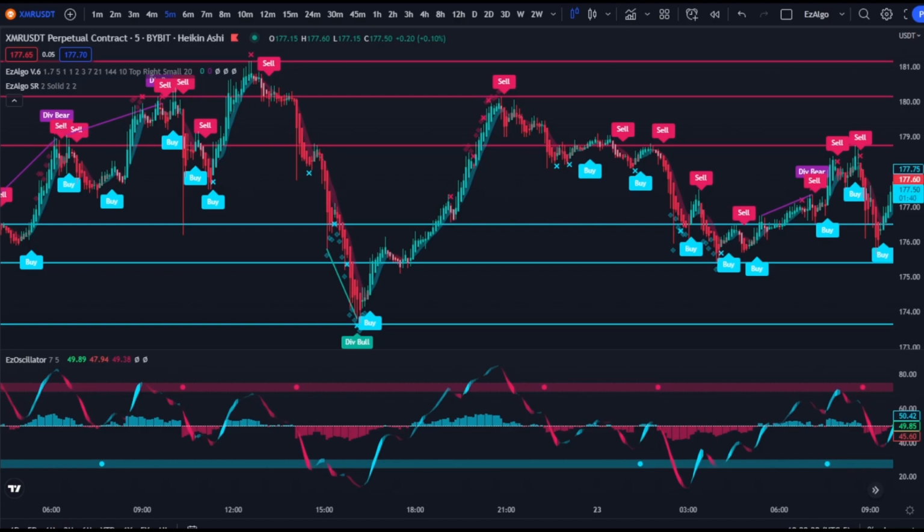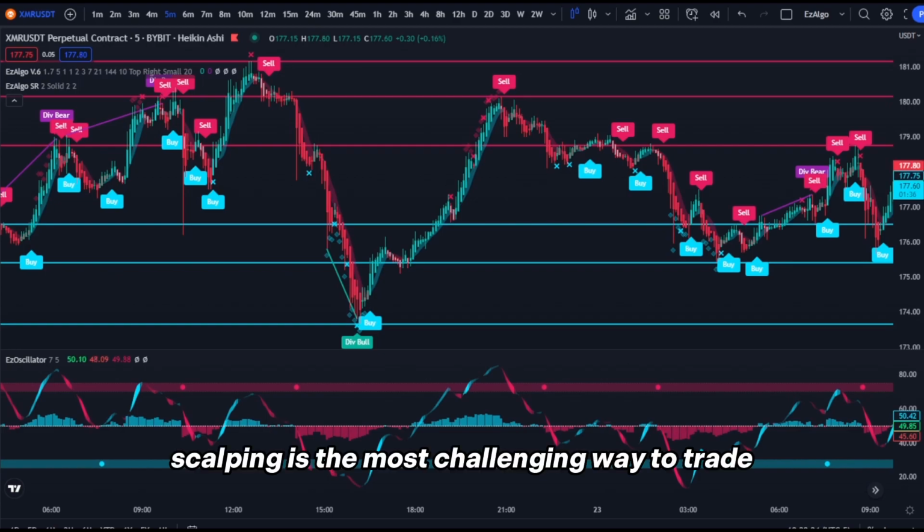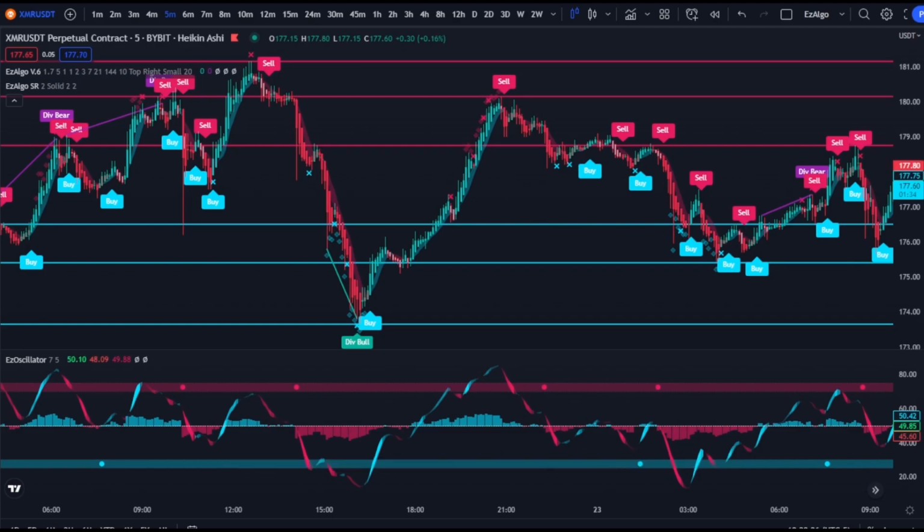Now, a lot of people love to scalp. I do want to give a fair warning. Scalping is the most challenging way to trade because you're getting in and out of the market so quickly. And if you're not careful, you could definitely lose money just as quickly as you can gain money. But like I said, using this strategy, that won't happen.